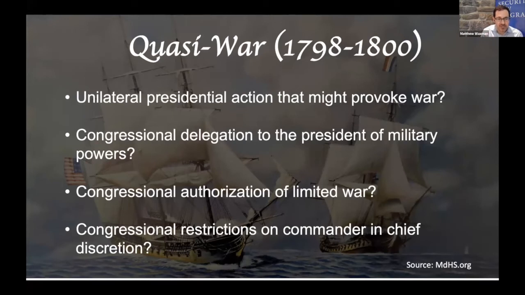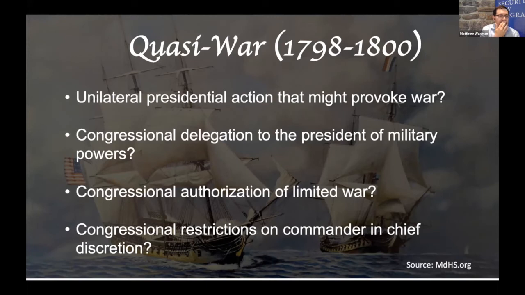Like I said, I'll return to this issue, but we begin to see some early practice and some head scratching of, well, how far can the president go in taking actions, perhaps just even what he sees as defensive ones, that risk drawing the United States into a war?